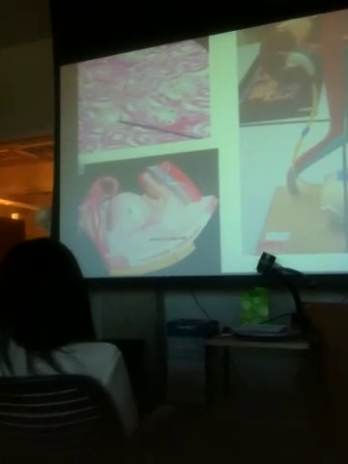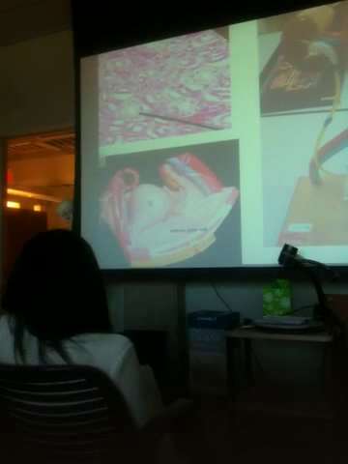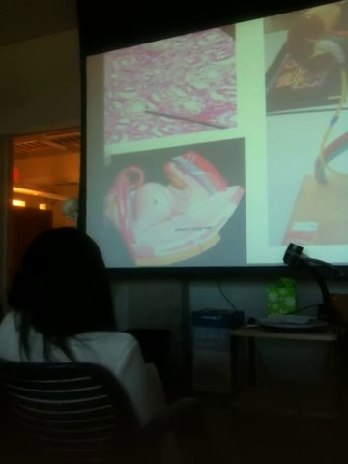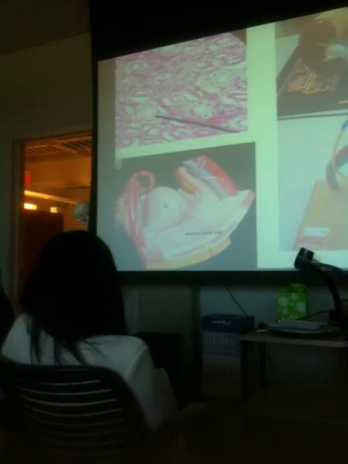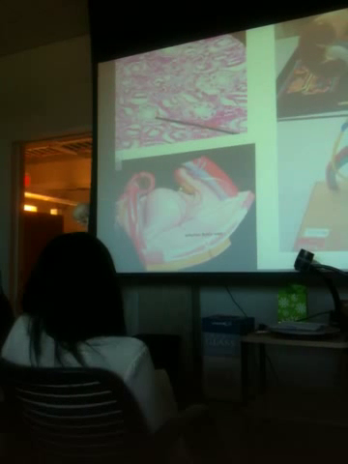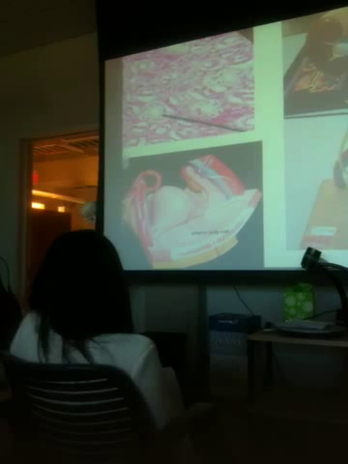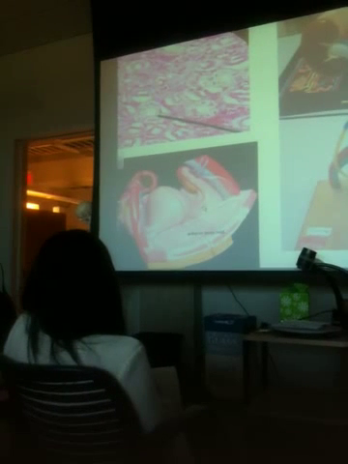What's this structure right here? Uterus. So you're looking at a female, you should know right away that's not a male. What's this thing in yellow? It's an ovary. This thing right there? Fallopian tube.